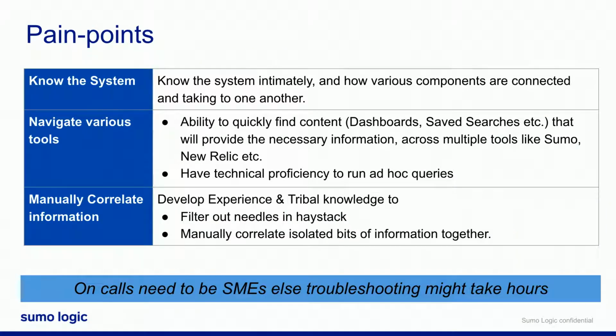So in a nutshell, we have three major categories of pain points in the entire troubleshooting experience. A, you need to know your system intimately in order to troubleshoot well. B, you also need to know how to use observability tools and be well versed in your organization's way of managing content within these tools. And lastly, you need to be proficient in manual correlation and to connect the dots between the various observations. Now, all of this means that you need to be an SME. And if not, then you're out of luck and troubleshooting might take a long time within your organization, right? So let's see how we solve this problem.